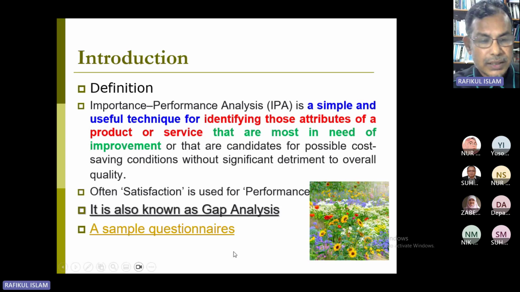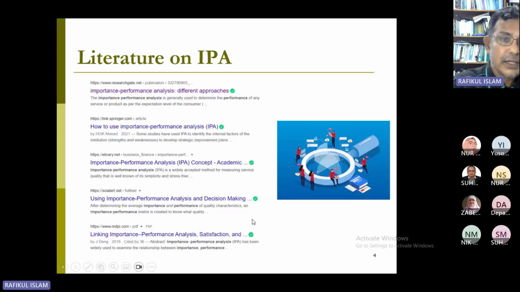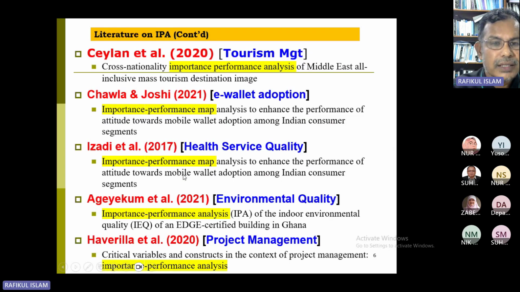Okay, so let me go there. Then, the literature on IPA, which is actually endless. This seminar talk, I prepared quite some time ago, I think in 2021, but somehow the seminar was postponed. So at that time I was searching the internet and I got a lot of materials. Some of them I just put here, along with the areas where IPA has been applied.